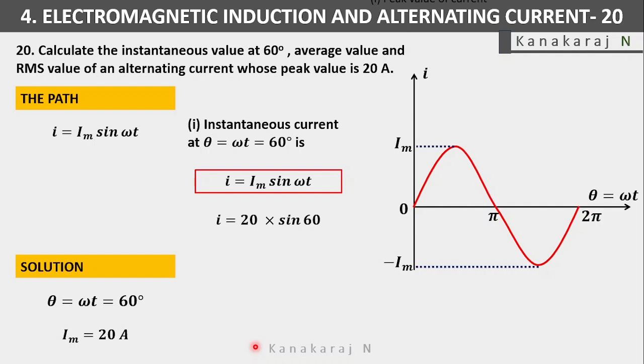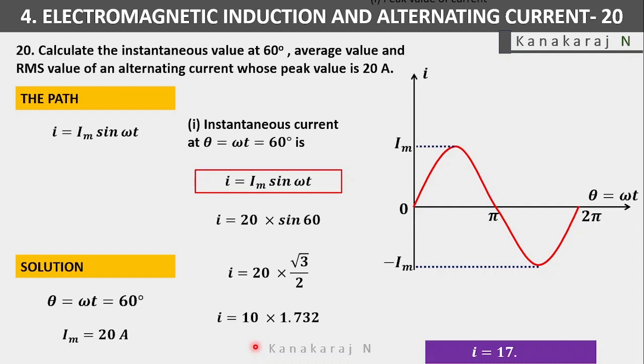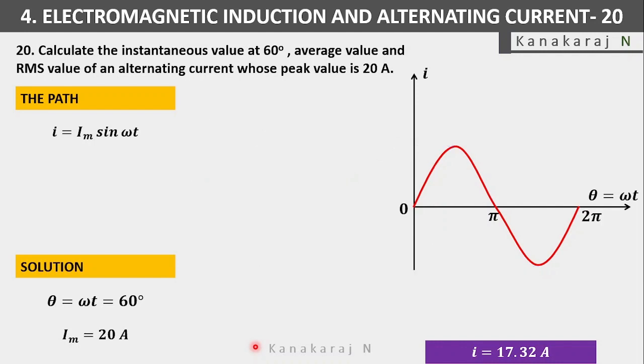Sin 60 is root 3 by 2, right? 2 goes into 20 ten times, then root 3 is 1.732. Multiplying that, we get the instantaneous current small i equals 17.32 ampere. At pi by 3, we get the instantaneous value 17.32. Good. So let us go for the second part.